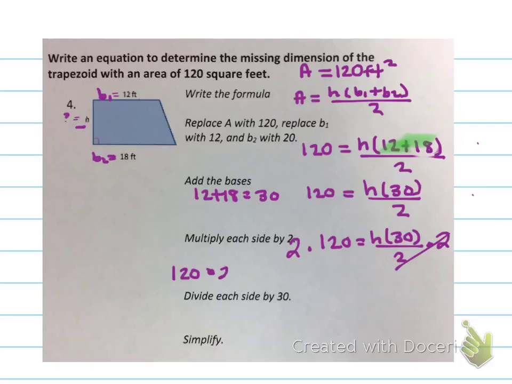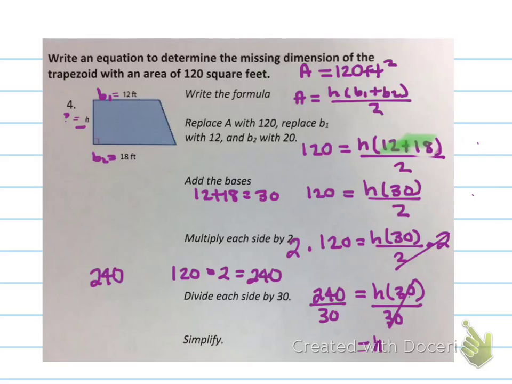120 times 2 equals 240. So if I rewrite this, I get 240 equals H times 30. Again, your end result is to get H by itself. So I need to divide by 30 on each side. This says H times 30, so I do the opposite to solve for H, and I get H equals... I would like you to come over to the side and divide 240 by 30. When you get your answer, please press play.